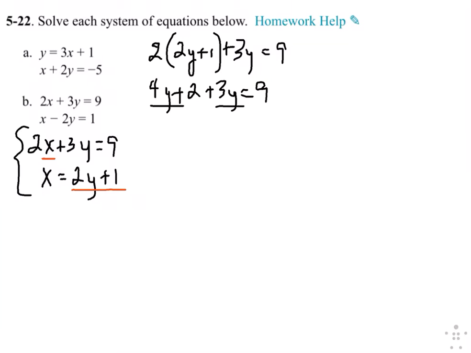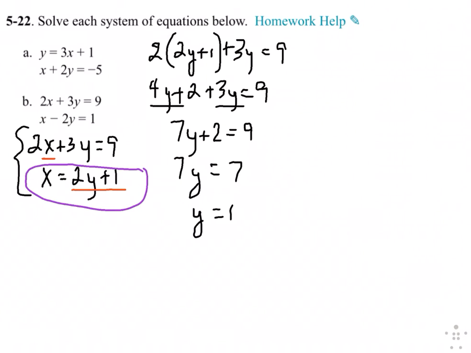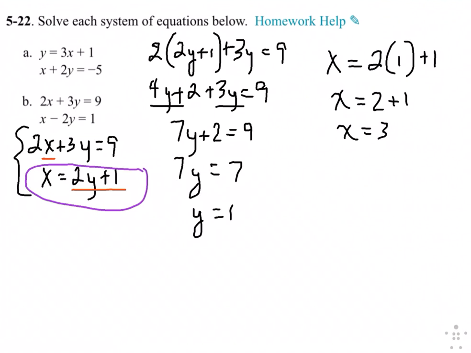Combine like terms, 7y plus 2 equals 9. Subtract 2 from both sides, 7y equals 7, so y equals 1, dividing both sides by 7. Now I can take this equation and solve for x. So I get x equals 2 times 1 plus 1. X equals 2 plus 1. X equals 3. So we write it as an ordered pair, 3, 1.